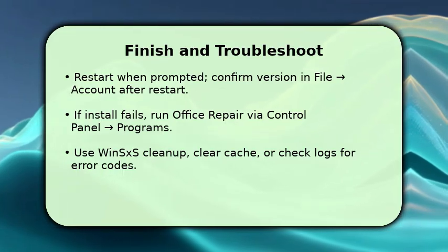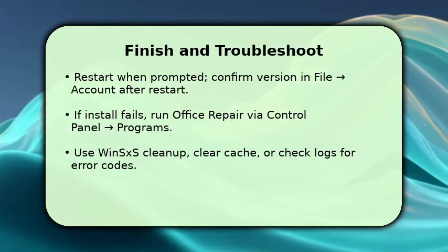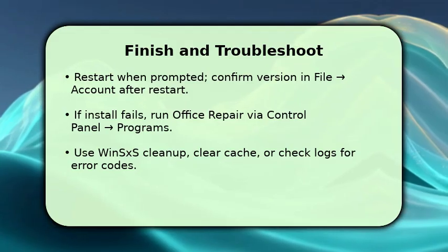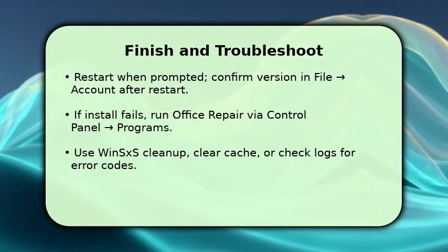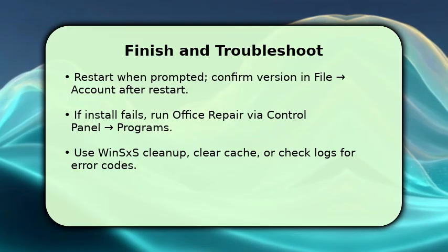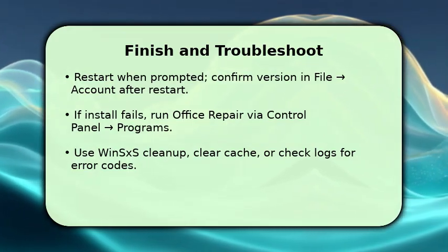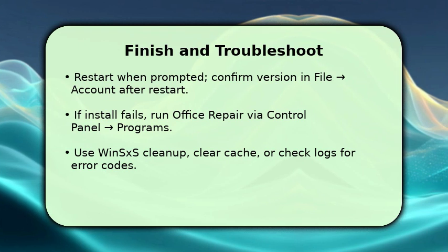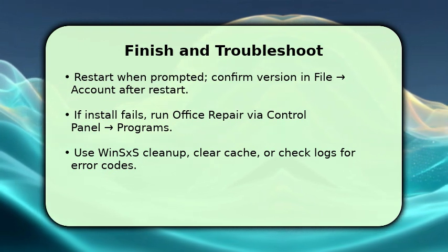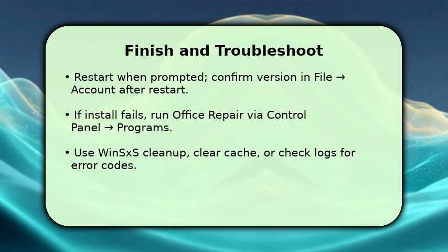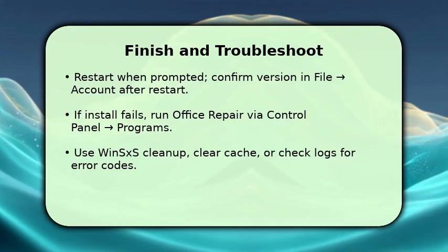If the update failed, run a quick Office repair from Control Panel, right arrow Programs, right arrow Microsoft Office, right arrow Change, right arrow Repair. Choose Online Repair for thorough fixes. If problems persist, clear the Office update cache. Run Windows, DISM, and SFC. And note any error codes to search targeted solutions or contact support.